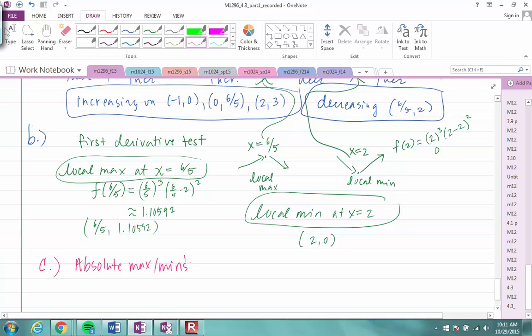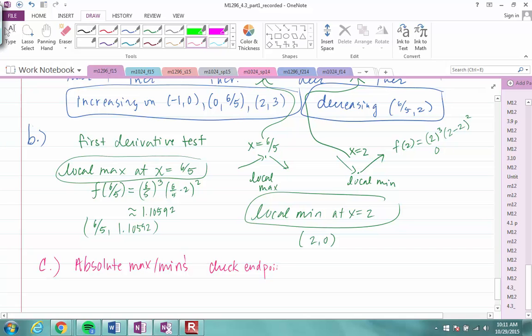Well, we've actually done a lot of the work. So we have a closed interval here, and on the interval we have our local mins and max. We can't have local mins and max at endpoints, but we can have absolute max and mins at the ends of the interval. So let's check the endpoints.